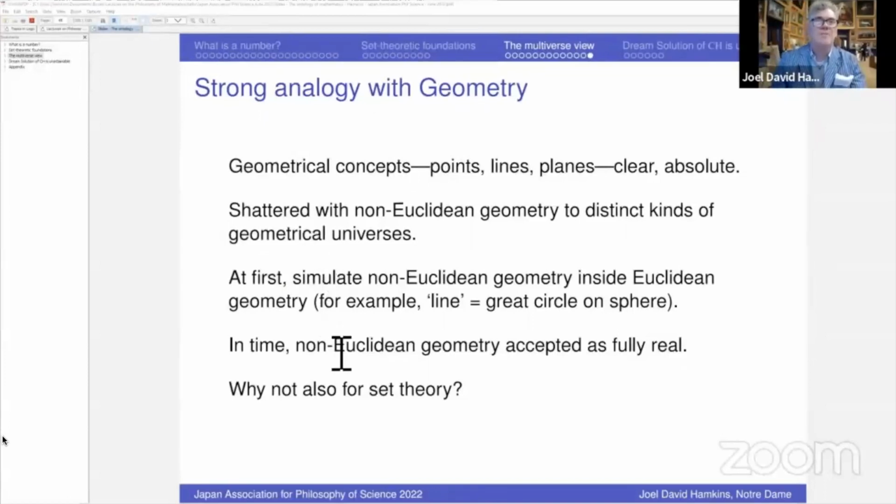But in time, geometers accepted the non-Euclidean geometry as its own thing. It didn't have to be simulated inside another geometrical universe. Rather, hyperbolic space is genuinely geometrical all by itself, and it doesn't have to be simulated. And geometers gain intuitions. What is it like to walk around in hyperbolic space? And those geometries are now accepted as fully real and geometrical. There's actually converse simulations of Euclidean geometry inside non-Euclidean geometry. It's a kind of symmetric relation. So the point of this analogy is, why not also in set theory? We have all of these different set theoretic concepts simulated within one another, and we should take them as fully real as we do in geometry.